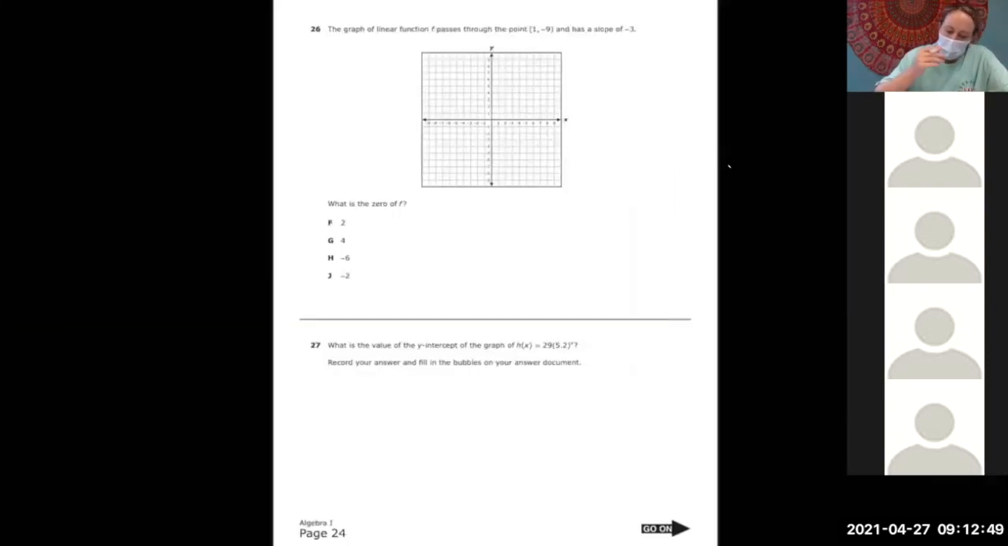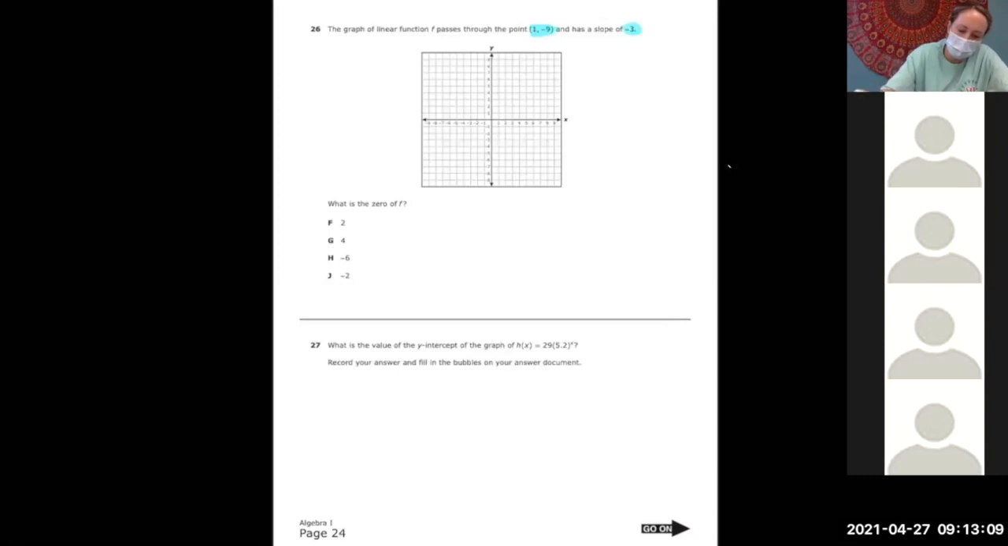Okay. So number 2 on your quiz and number 26 on this STAAR test says the graph of a linear function f passes through the point 1, -9, and has a slope of -3. Okay, so we've got important information here and here.